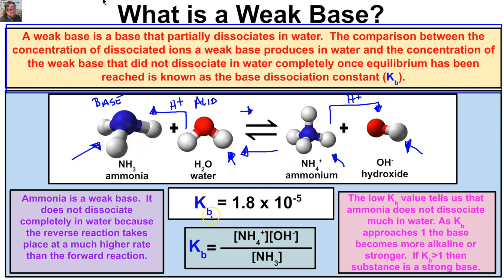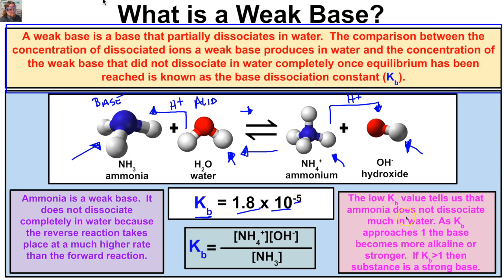And so what we can write is an equilibrium expression, or Kb value, for this reaction right here, or for our base. And we can actually look this up in a reference book or in a textbook, but basically what this value tells us, 1.8 times 10 to the negative fifth, is comparing the amount of dissociated ions to the amount of our weak base. Concentration amounts, that is. And so it says right here the low Kb value, we have 10 to the negative fifth. This is a very small number.